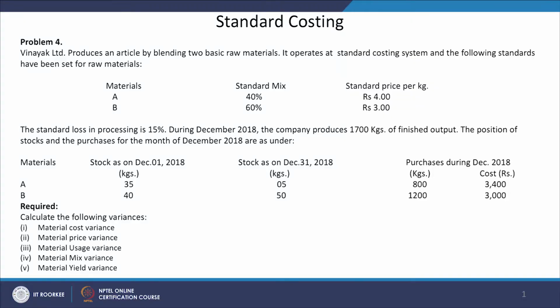You can easily find out from the information given: the standard loss in processing is 15% and the actual output is 1700 units. So the standard loss is 15%, which means output is going to be 85%. And 1700 is 85% of some value, and that value is going to be 2000.